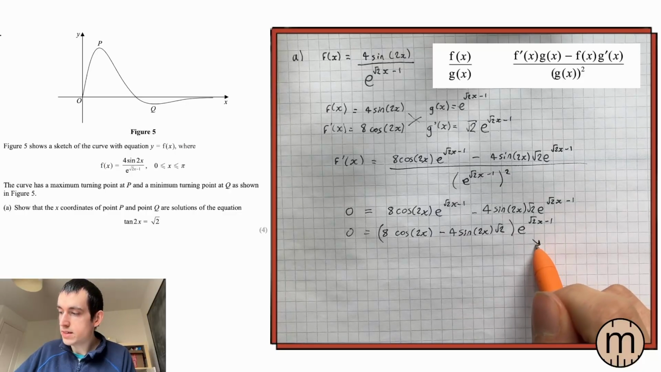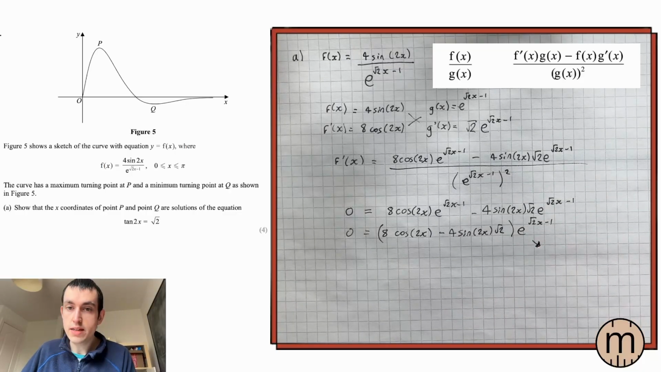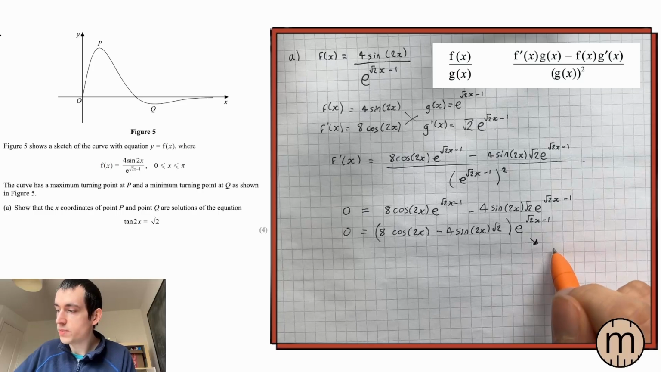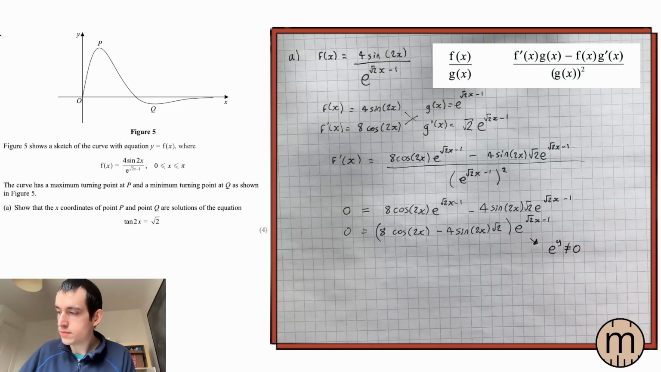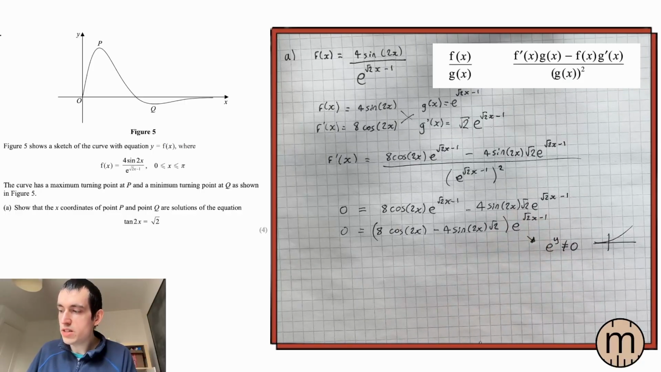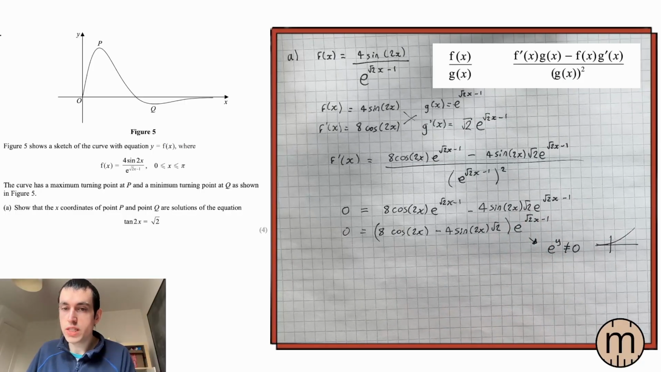And I'm not sure if you know, but e to any power can never equal 0. That's because of the graph. There's an asymptote there. It never actually touches 0. It gets really close, but never actually gets there. So e to the root 2x minus 1 is still not equal to 0. That means that this bracket must be equal to 0.